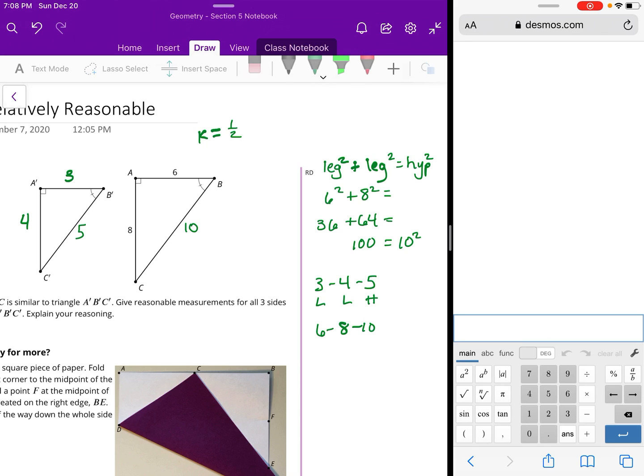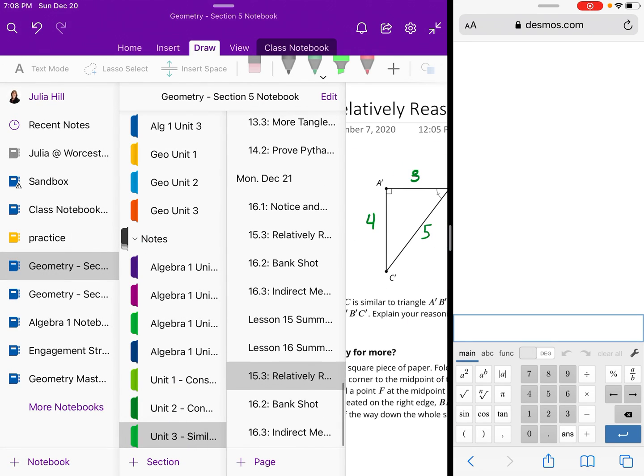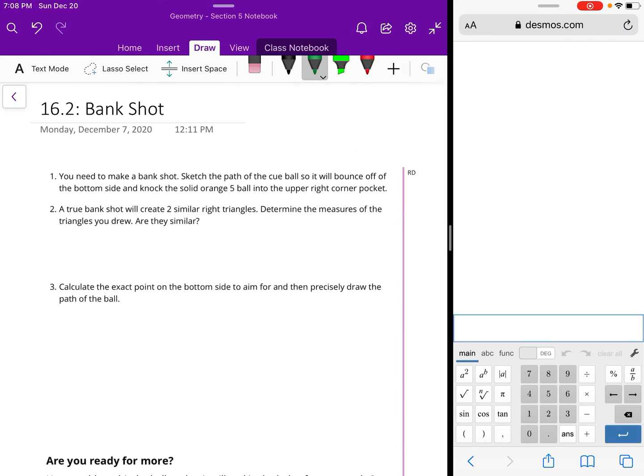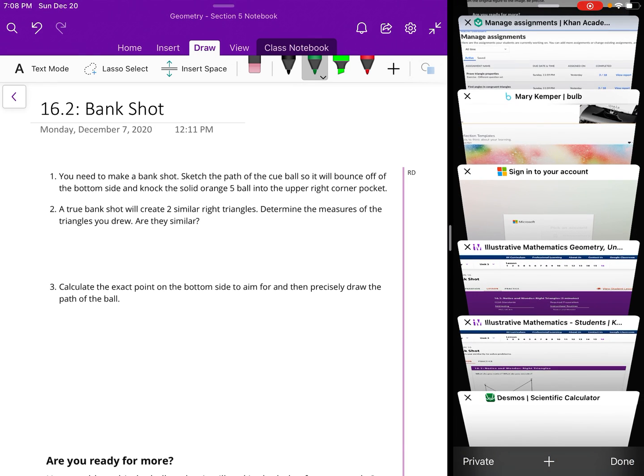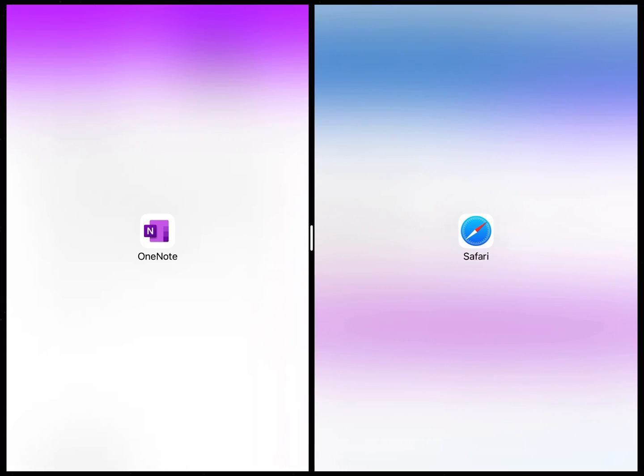Okay, let's take a look at the next part of the lesson, 16.2, Bank Shot. You need to make a bank shot. Sketch the path of the cue ball so it will bounce off the bottom side and knock the solid orange 5 ball into the upper right corner pocket. Well, what are they talking about? This is where we need to go to our website.